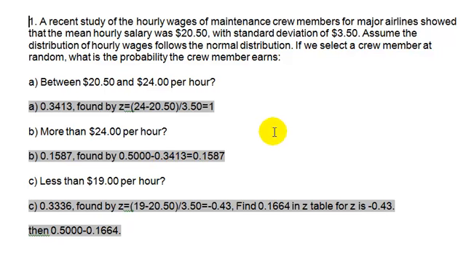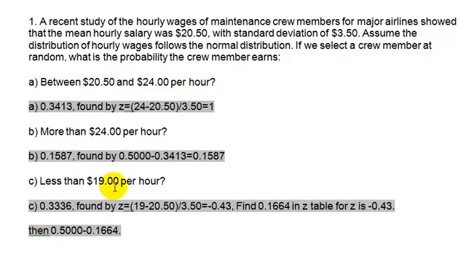Remember, because the normal distribution is symmetrical, the two halves around the mean are identical. So half of the normal distribution is 0.5, that's 50%. So 50% minus 34.13%, we get 15.87%.